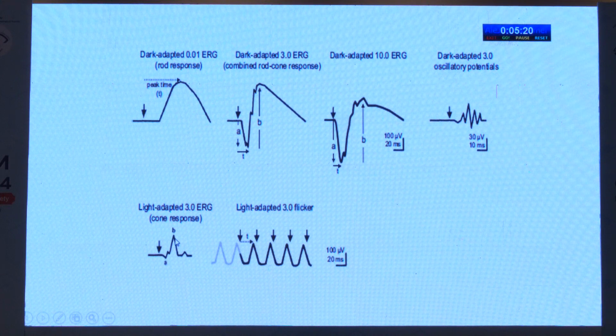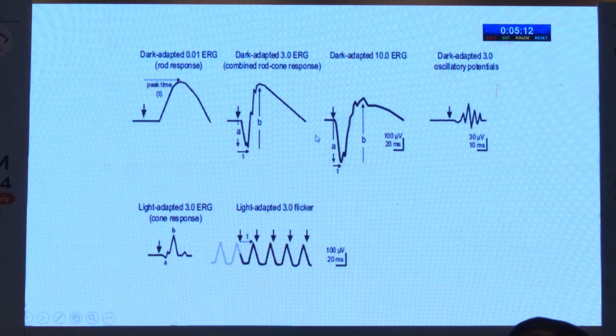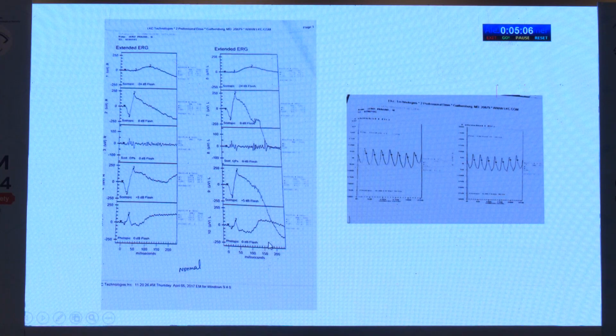The dark adapted state is done to study the rods, and the light adapted state is done to study the cones. So when we have to look at the rods, we will study these graphs, and when we have to study the cones, we will look into these graphs. And this is how the results are generated in an actual scenario.